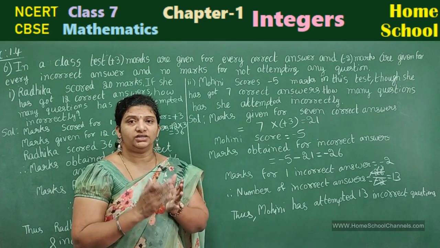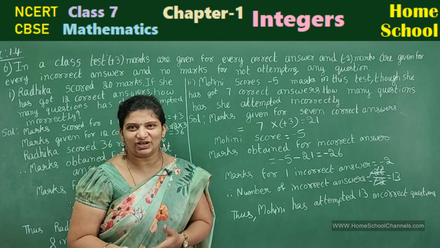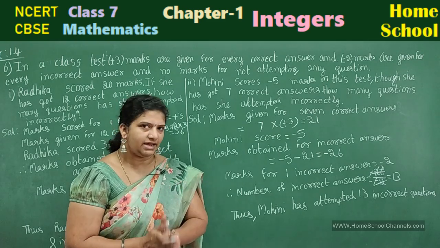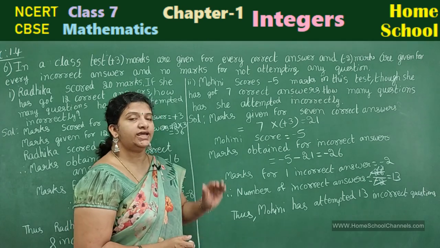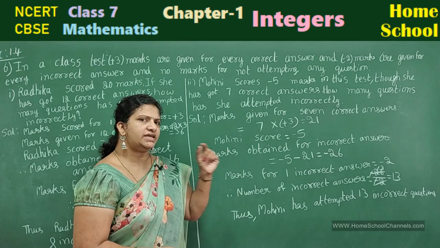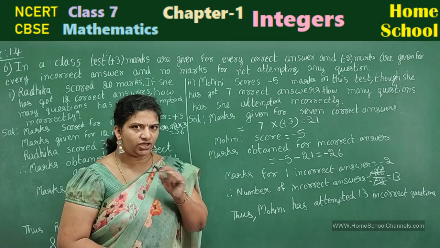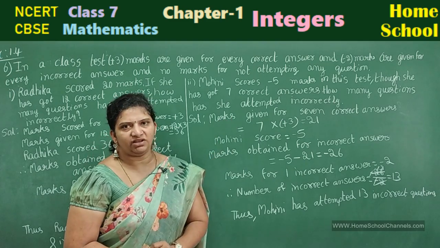So, instead of correct questions, she has attempted more incorrect questions. So, understand here carefully. Her score is minus 5. She has attempted 7 correct answers. 7 correct means each correct answer, how many marks are you going to get? 3 marks, right? 7 3s are 21 marks.